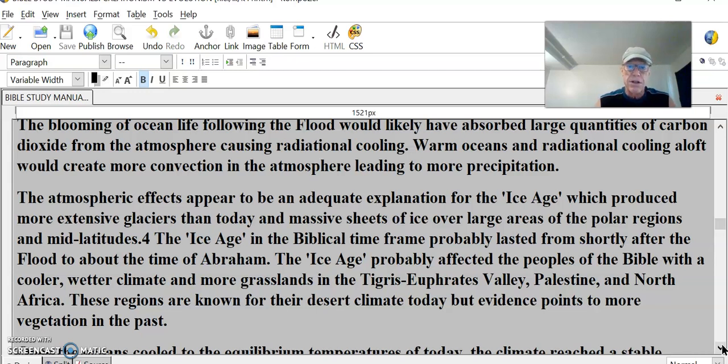The Ice Age in the biblical time frame probably lasted from shortly after the flood to about the time of Abraham, a couple of thousand years. How do you know? Just add the genealogies in Genesis up to Abraham, and remarkably, they add up to 2,000 years.